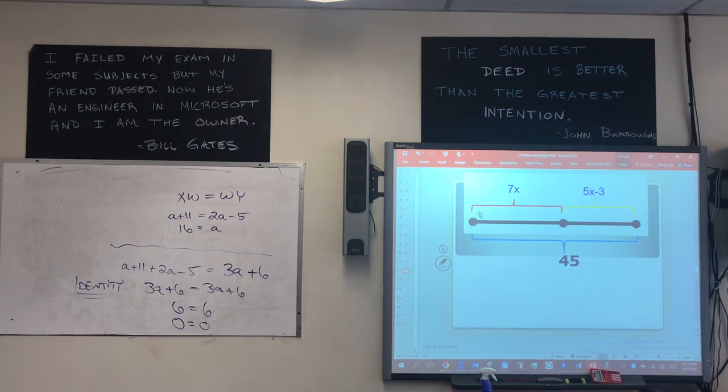This one, I haven't done a very good job of labeling things here. Let's just call this R. Let's call this point S. Let's call that point T. Right.